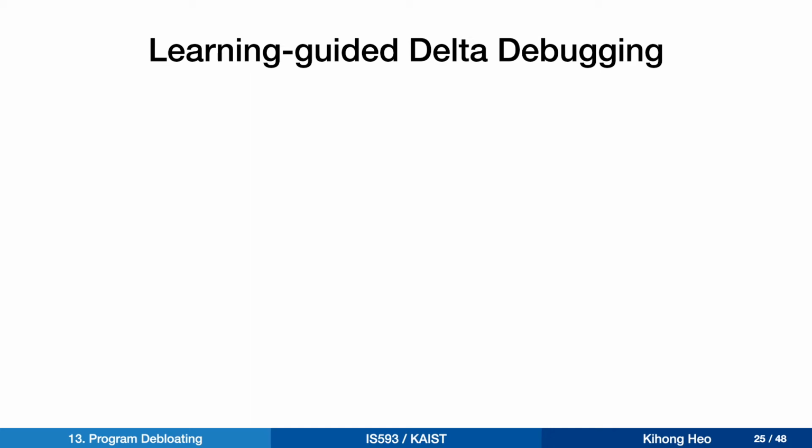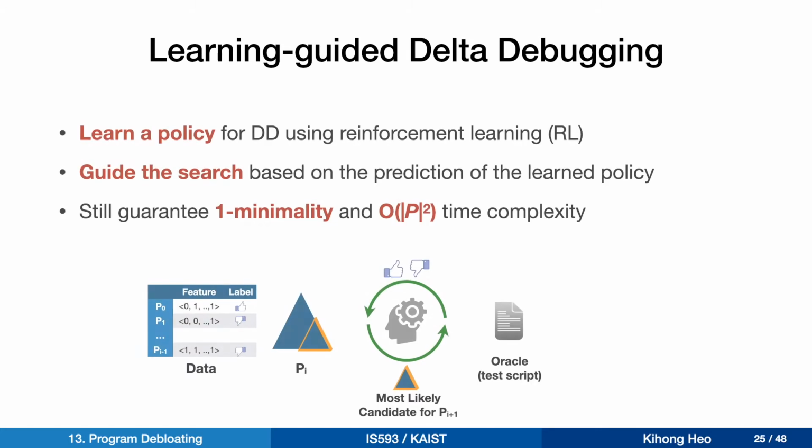Now we have solved the first problem by ruling out all the syntactically invalid programs using grammar-based delta debugging, right? But there is still a large amount of trials and errors during the reduction. How can we make it more efficient? The solution for the next problem is to learn a policy for delta debugging using a reinforcement learning algorithm.